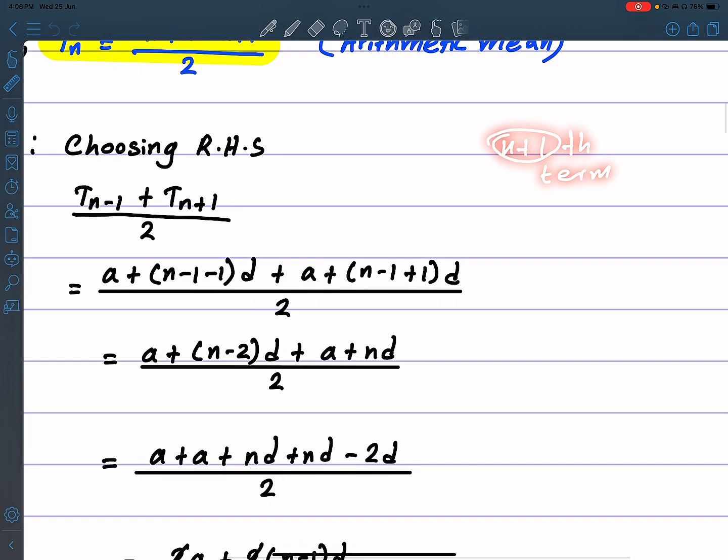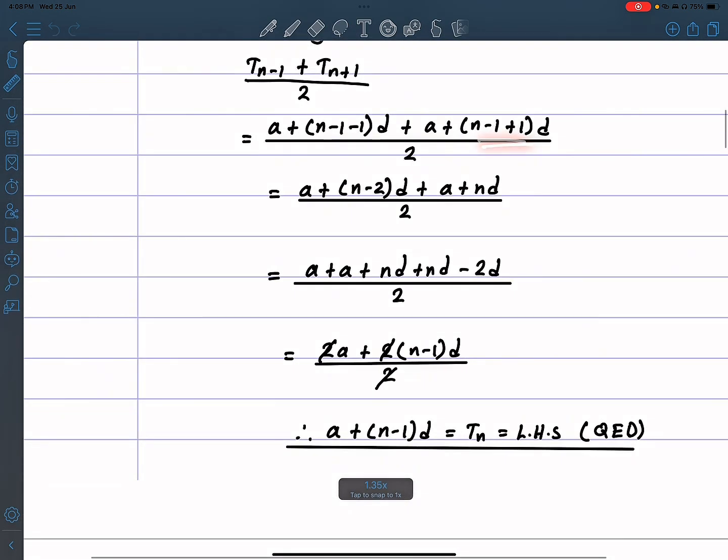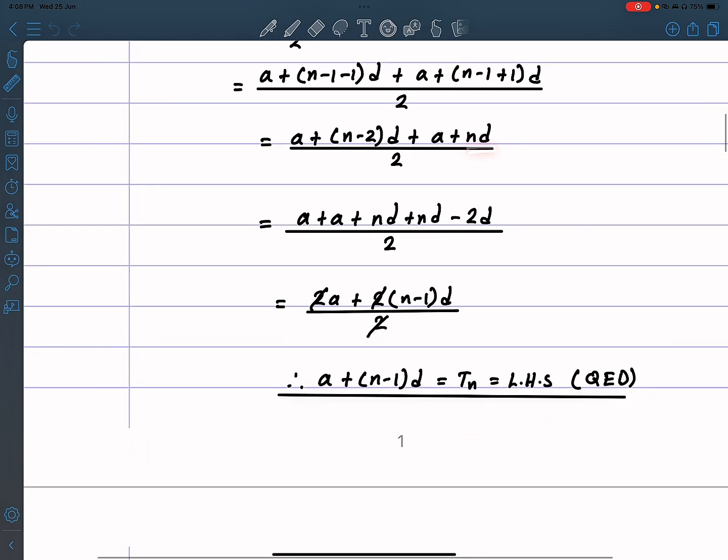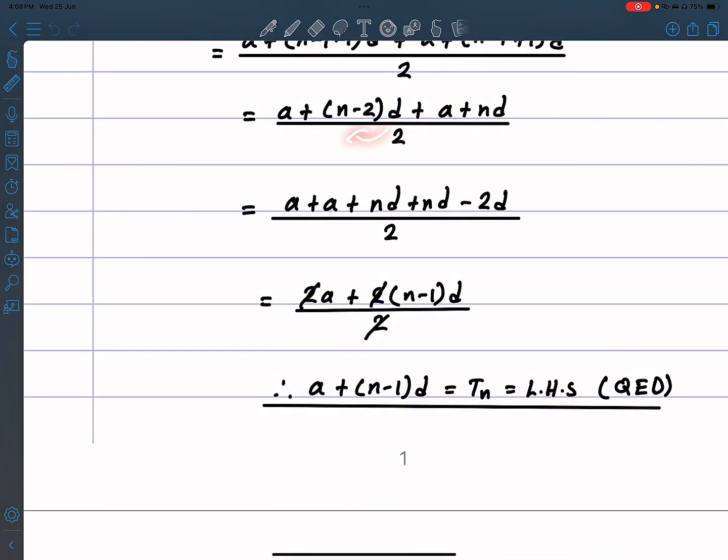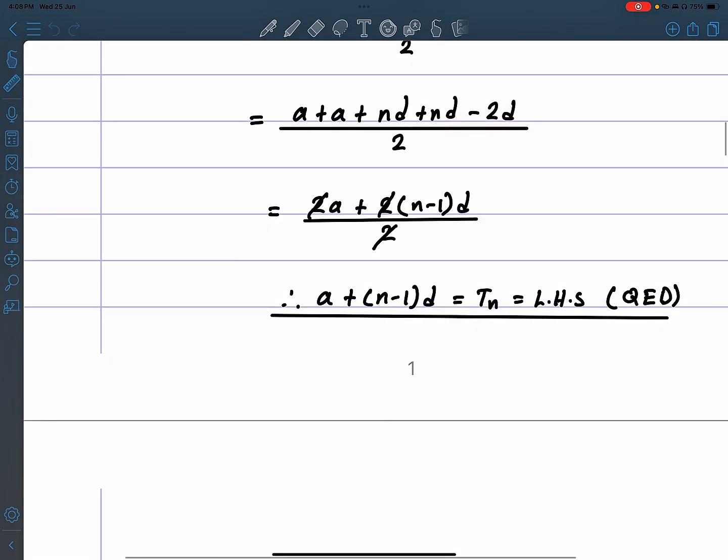The n plus 1th term is put in place of n, and then the ones get cancelled out, and therefore we get n minus 1 plus 1, which is simply n times d. We distribute the d across n and 2. Then we take 2 common over here. So n plus nd plus nd is simply 2nd, and then minus 2d is just d. We take 2 and d common, so it becomes 2 into n minus 1 times d. And A plus A is simply 2A.